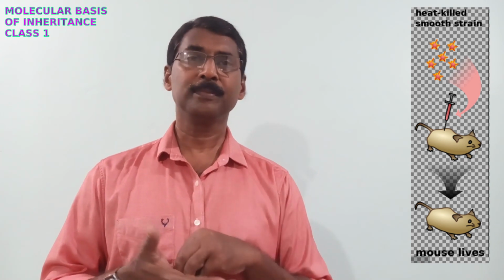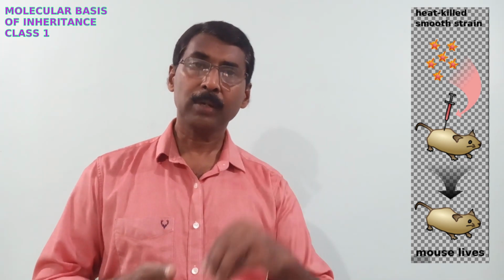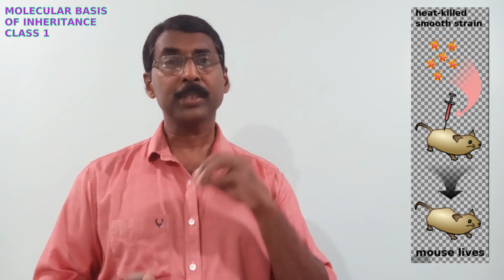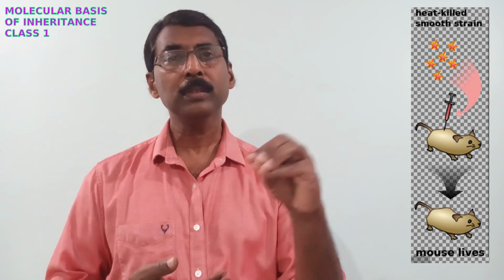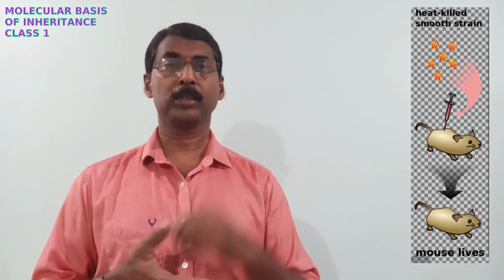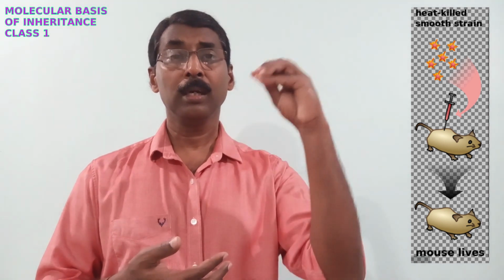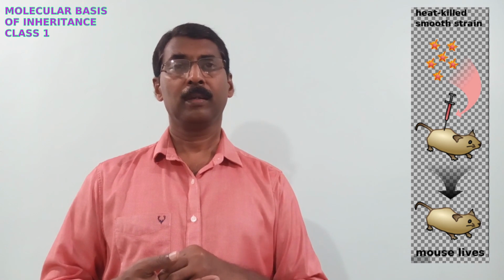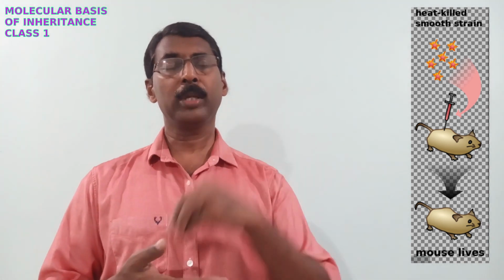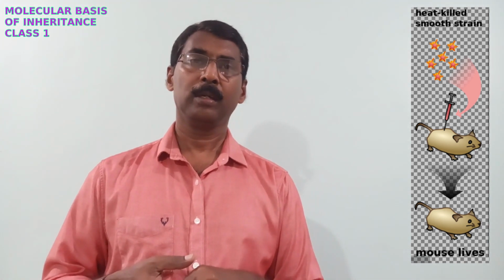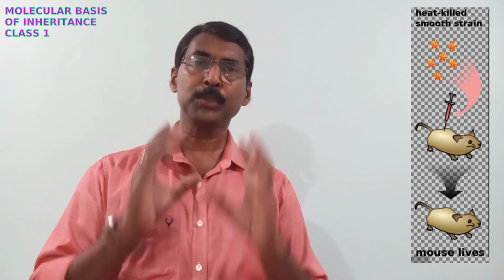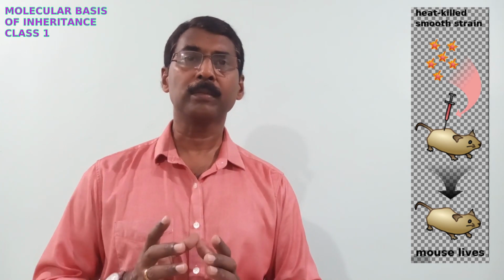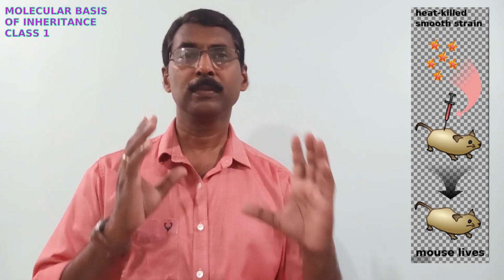If they were alive, they would have definitely caused pneumonia. But they were injected into the mice after killing them by subjecting them to heat. So the heat-killed virulent, smooth Streptococcus pneumoniae were injected into the body of the mice, just to make sure that when they are killed, they cannot cause pneumonia.